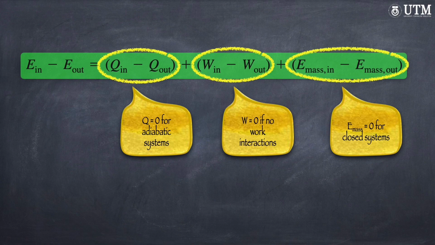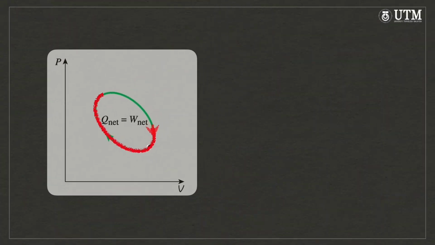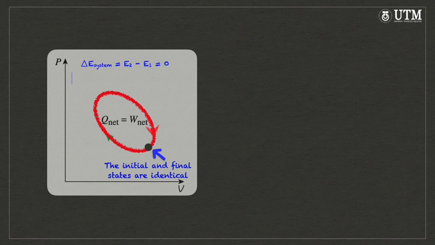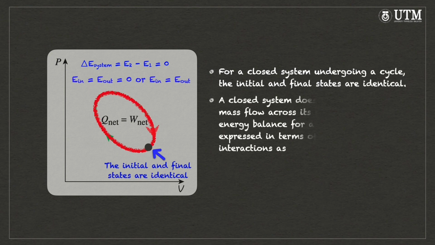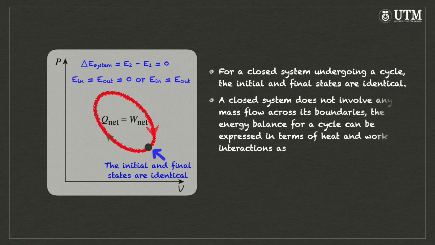For a closed system undergoing a cycle, the initial and final states are identical, and thus delta E system equals the difference between E2 and E1, which is zero. Then, the energy balance for a cycle simplifies to E in minus E out equals 0, or E in equals E out. Noting that a closed system does not involve any mass flow across its boundaries, the energy balance for a cycle can be expressed in terms of heat and work interactions as presented.